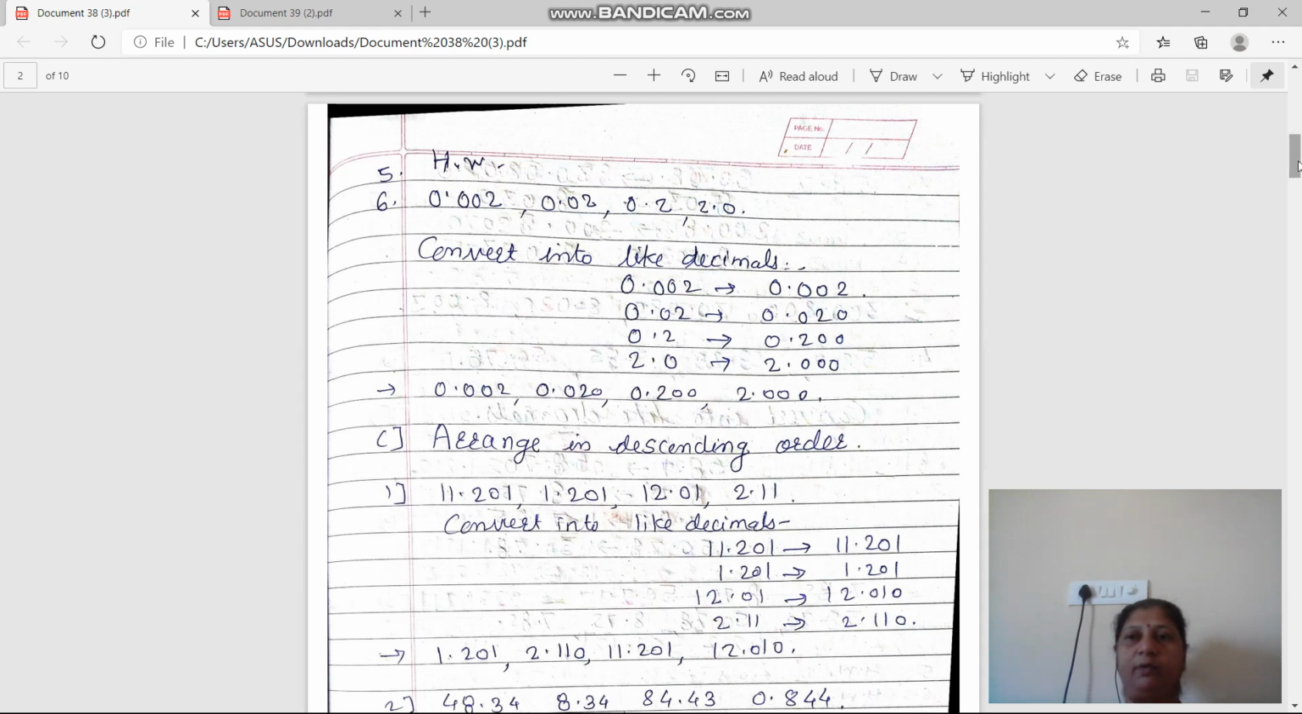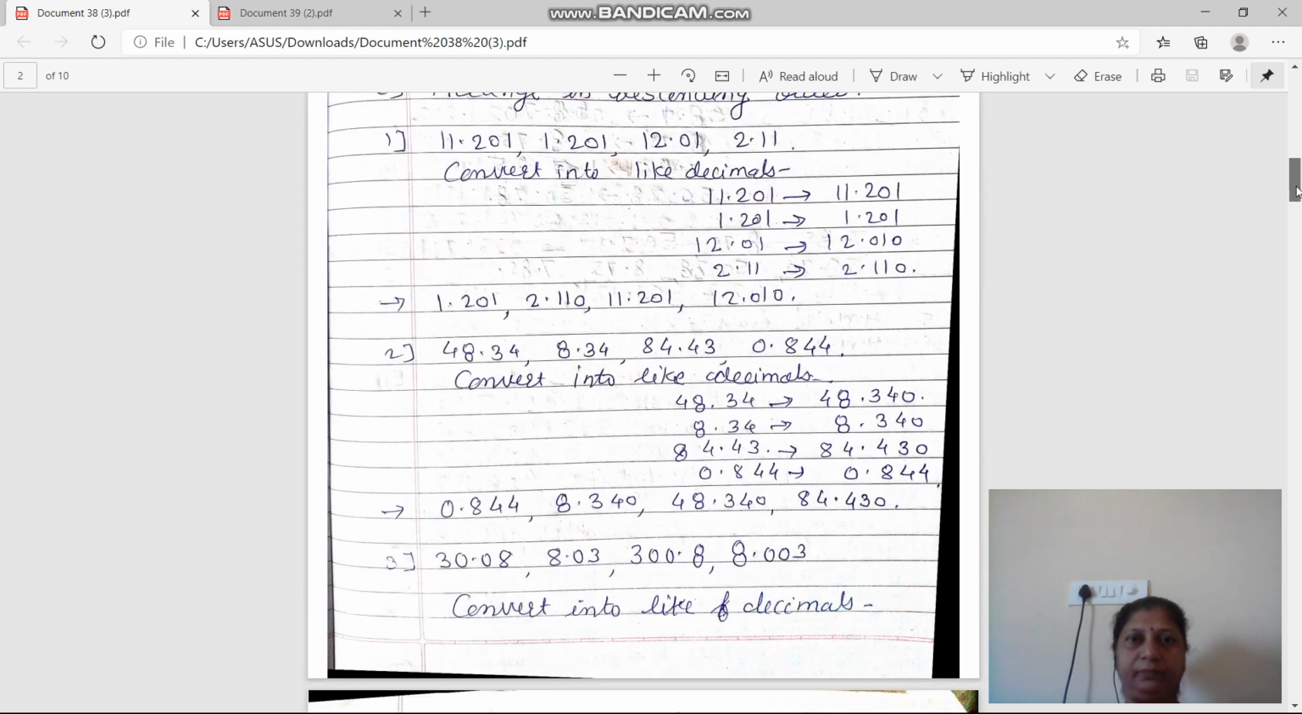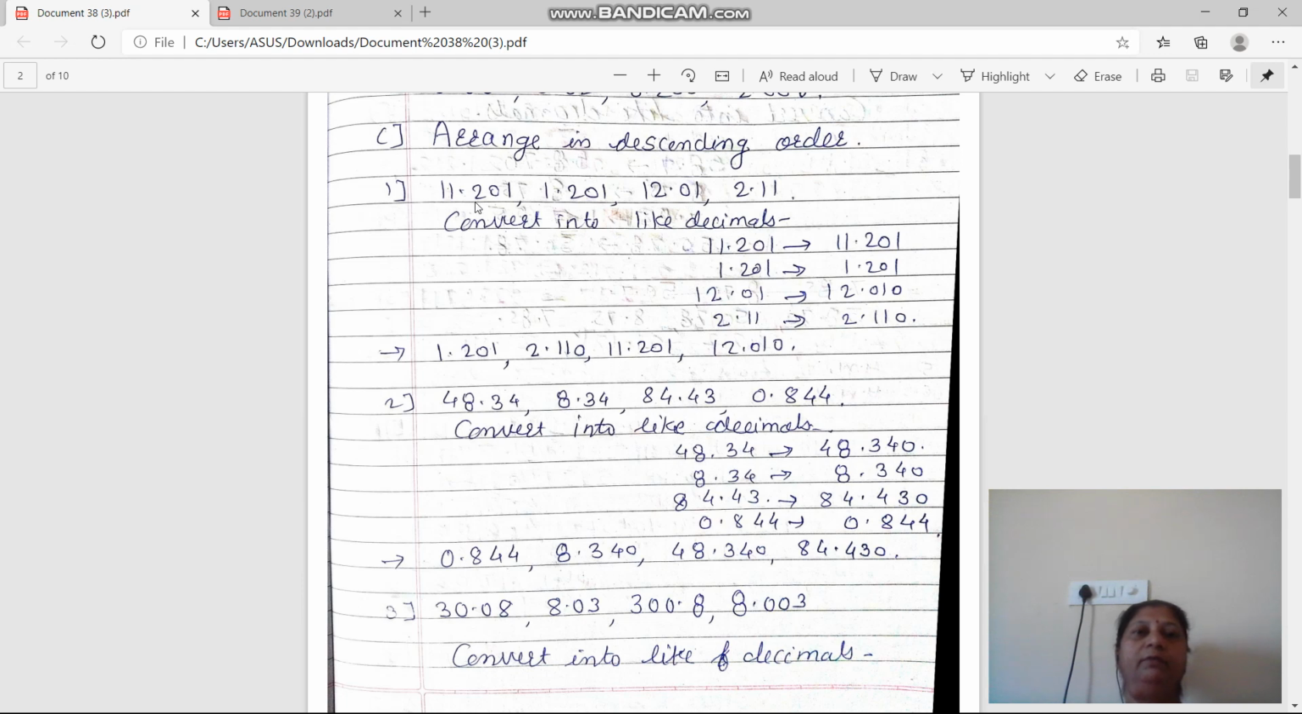Okay, now we have seen the ascending order. So let's start the descending order. 11.201, 1.201, 12.01, 2.11. What is our first step? Convert into like decimals. 11.201, then next 1.201. Ma'am has not converted these, because both have three decimal places, so keep them as they are.